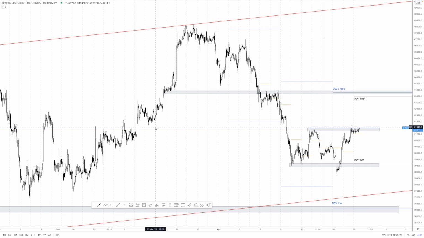So if we look here, we see that this is the AWR, average weekly range high. This is the AWR low. This is the daily range high, ADR low for this day. Now we see we have slow movements here, so we don't really know if it's going to respect this high and low, because Bitcoin doesn't really respect the ADR high and low that much. Some days you have really slow moves and then boom, you have a really big move.